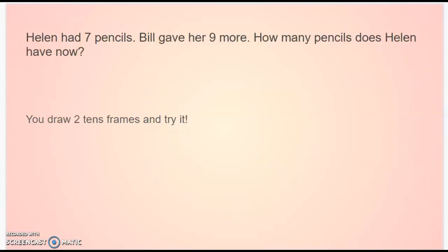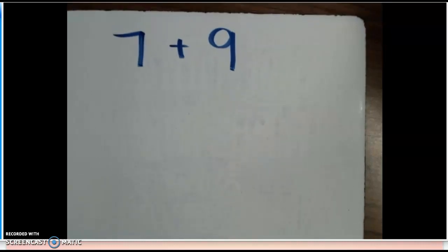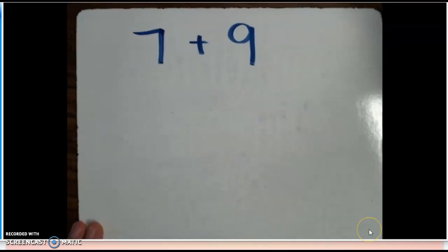Now, this is where you are going to do this equation with me. Helen had 7 pencils. Bill gave her 9 more. If someone gives you something, you're going to add it to your pile. So I'm going to add 7 plus 9. How many pencils does Helen have now? You need to draw 2 tens frames. So here's my equation, 7 plus 9.